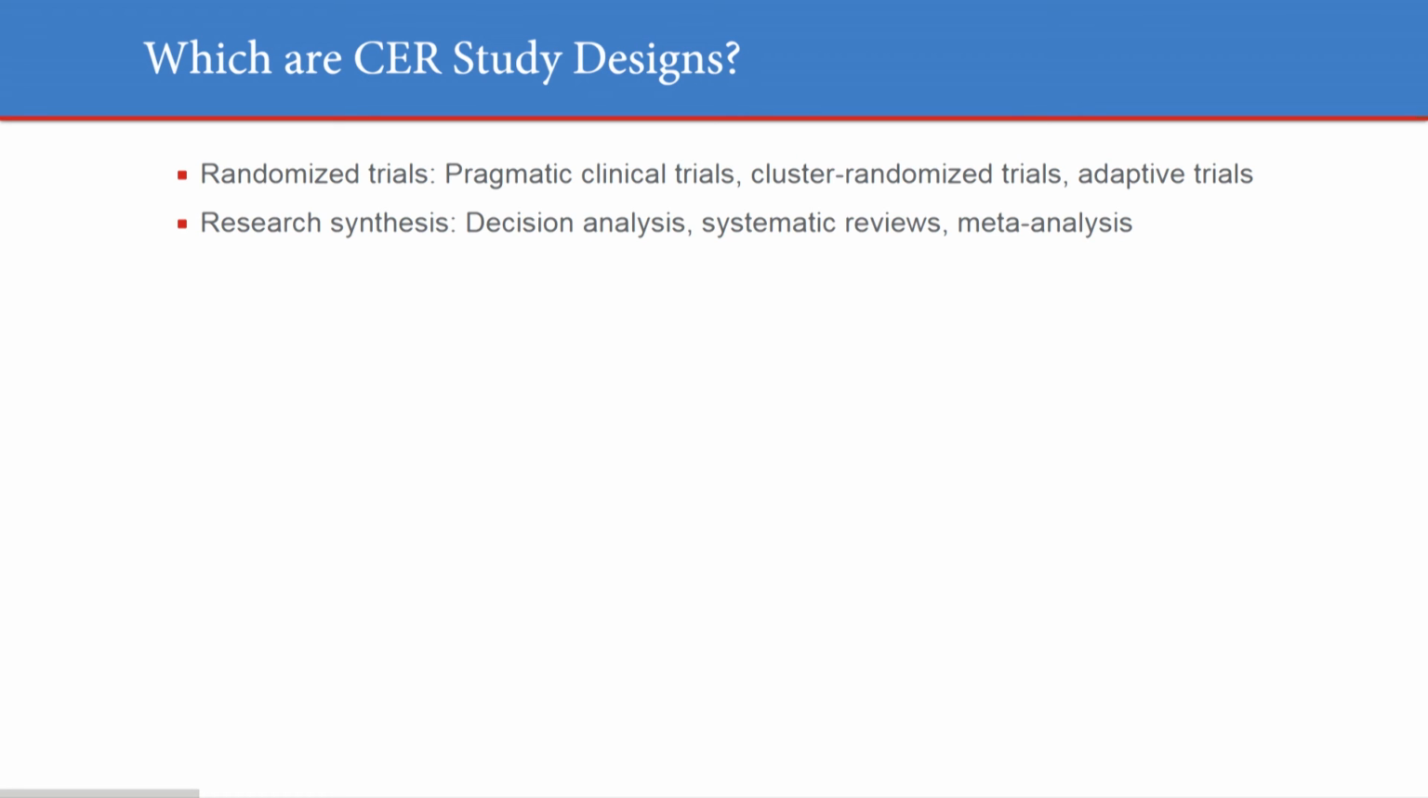Research synthesis is another commonly used approach to comparative effectiveness research. In this approach, existing data are used to make conclusions about benefits of treatment. These methods you're going to hear about in other lectures and include decision analysis, systematic reviews, and meta-analysis. I'm going to focus in this lecture on observational studies. Observational study designs can include cohort studies, case control studies, cross-sectional designs, and others. And I will discuss these in more detail on future slides.